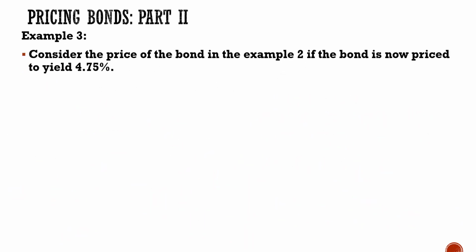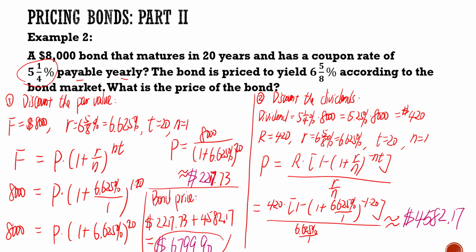Example 3, consider the price of the bond in Example 2, if the bond is not priced to yield 4.75%, assuming everything else is the same. So still two-step. First step, discount of par value. The only thing is now the market rate changes, right? Market rate becomes 4.75%.